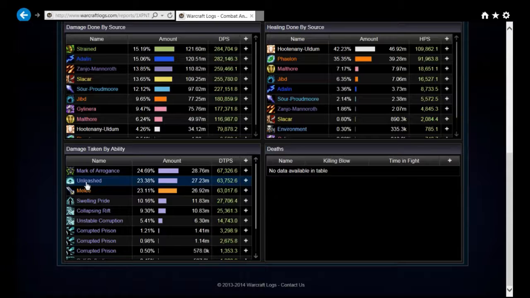Unleashed, this is something else that you really can't avoid unless you pop a raid CD or a personal cooldown. Melee is from the tank damage and the little ads that pop up.